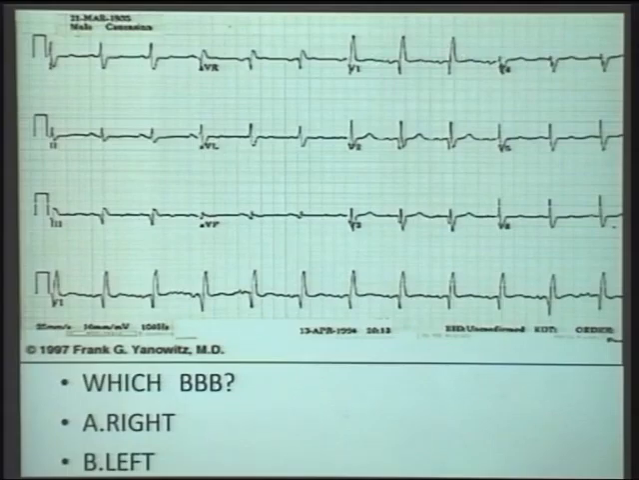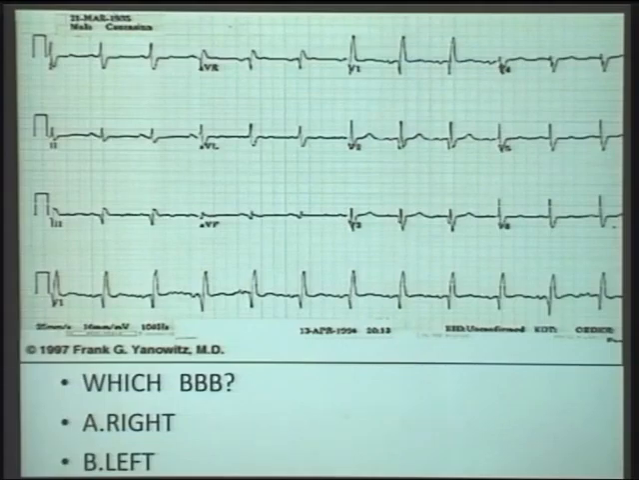So where is the terminal delayed slurred positivity? It's over the right sided leads. So what is abnormal here? Is there anything else abnormal? What is the axis? So that's what I told you. Right bundle branch block, I will not look at any other thing. Only bundle branch block. I will not look at the limb leads.